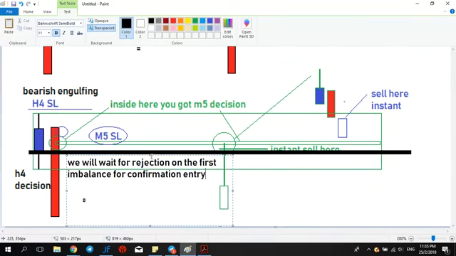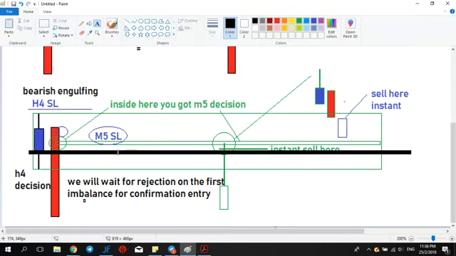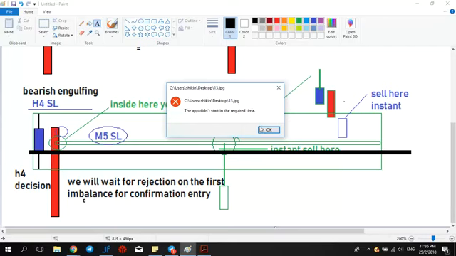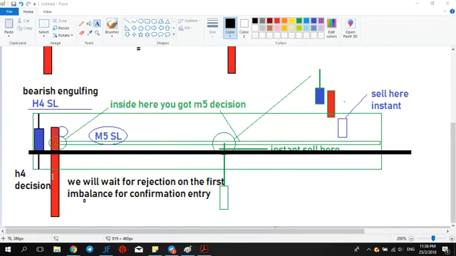Okay, this one we will wait for rejection here. If you wait for rejection here, you are already using a different type of rejection. So I will only teach you the one for confirmation entry, or rejection on the first imbalance, because this one has more probability of winning trades compared to other types of rejection. That's why I wrote it as risky trade.